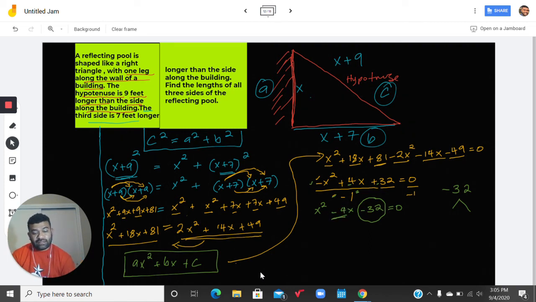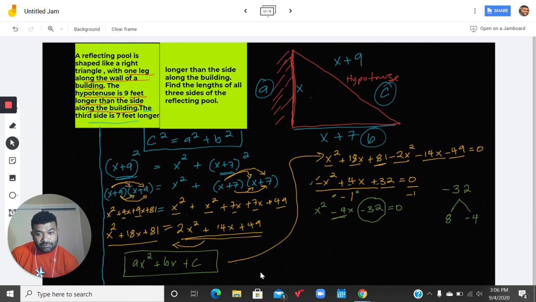Let me repeat myself again. Two numbers, when I multiply together, give me a negative 32. And when I add them together, it should give me negative 4. So what two numbers can I find? The two values that I already found were a positive 8 and a negative 4. So 8 multiplied by negative 4 is going to give me a negative 32.